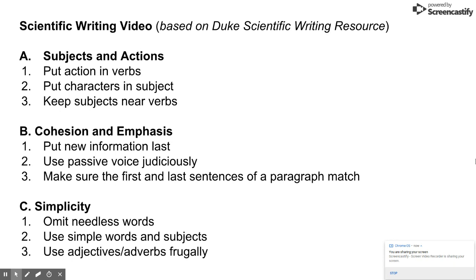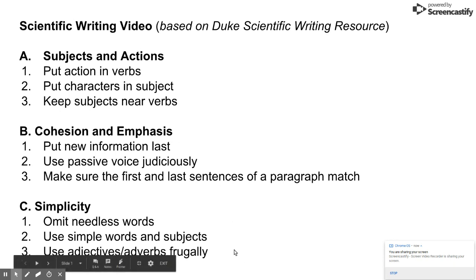So again, there's three kind of criteria that we're going to be looking at. The first we're going to classify as subjects and actions. The second is cohesion and emphasis, and the third is simplicity. Now, under subjects and actions, this is going to be a lot about breaking down the parts of the sentence and looking at subjects and verbs and how they're fit together. Cohesion and emphasis is going to look at organization of a paragraph. Where are you putting new information, and what types of verbs are you using?